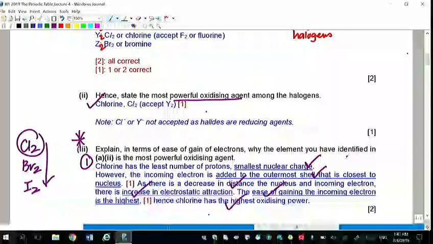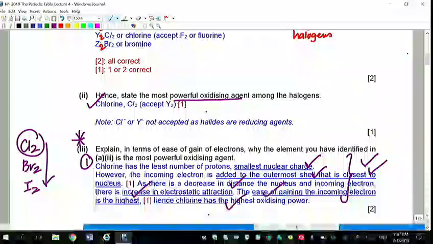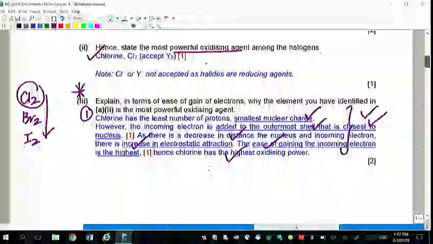Usually they will ask you to explain the trend of the oxidizing power of group 17 halogens down the group. This is the explanation you are expected to give. So take note, understand, memorize, and be able to recall. Okay, can I move on?